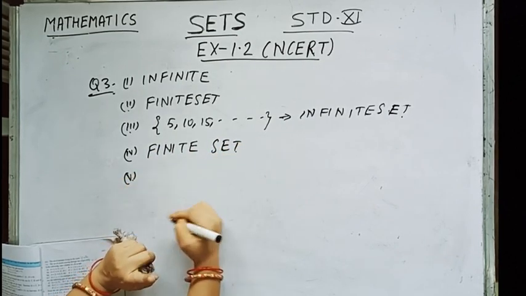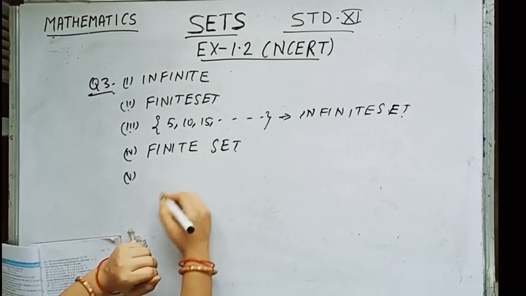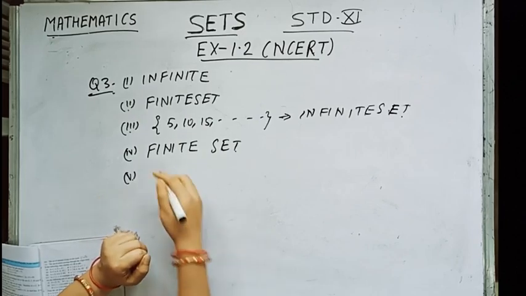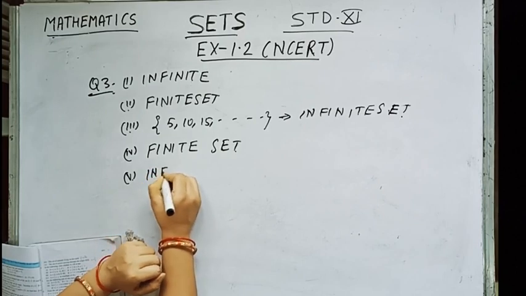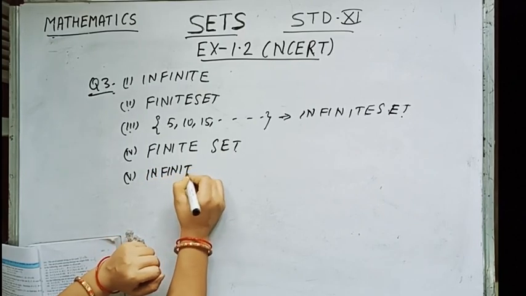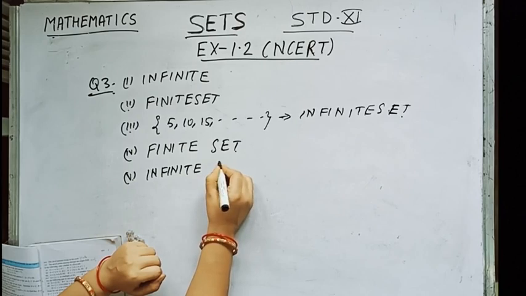Number 5, the set of the circles passing through the origin. Obviously taking origin as the center, infinite number of circles can be drawn, so this also is an infinite set. Infinite set.